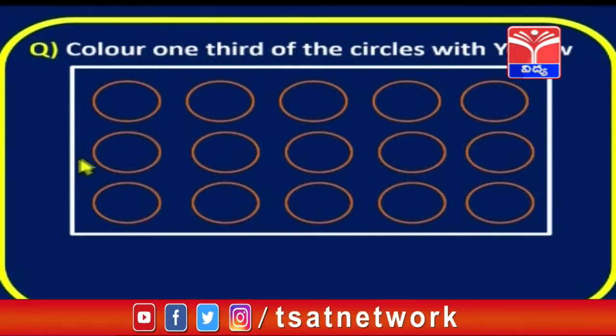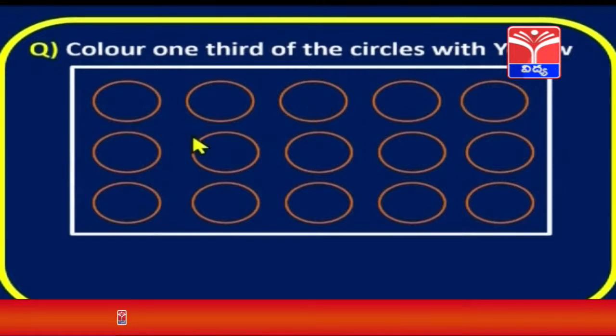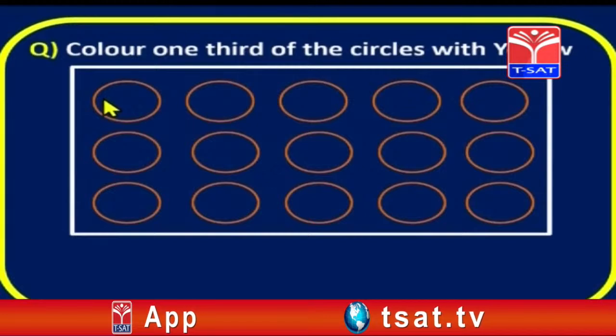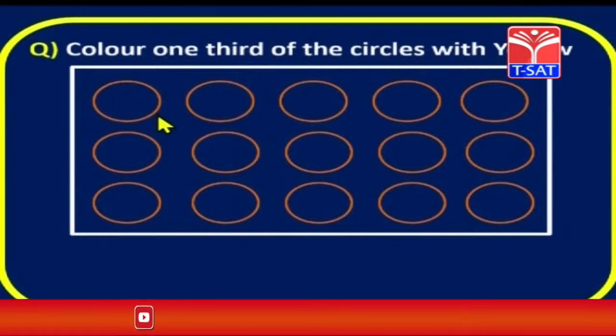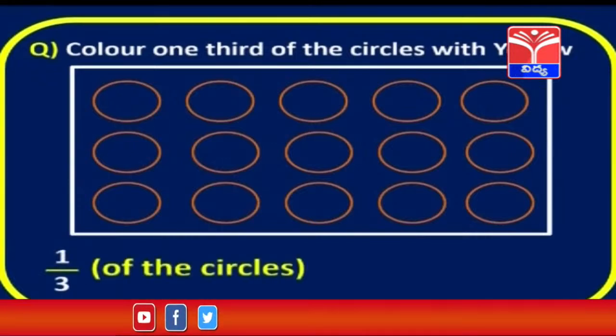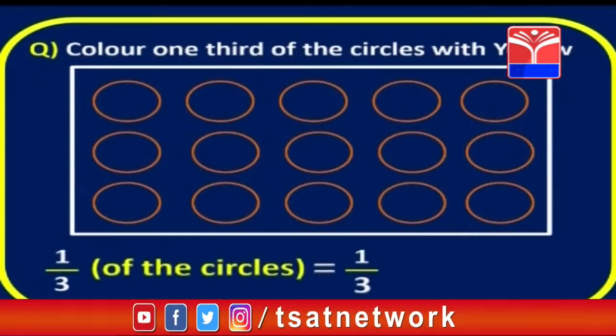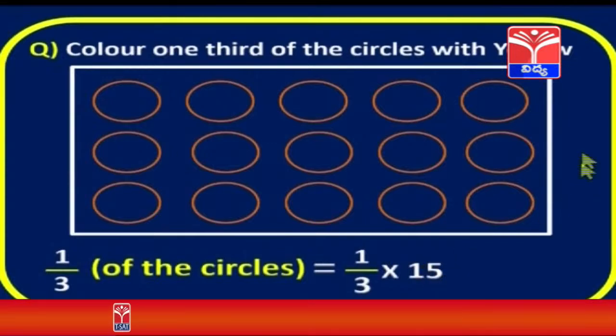There are 3 rows. In each row, we have 5 circles. 1, 2, 3, 4, 5. Either you can take 3 into 5 or you can take 5 into 3. So what is 5 into 3? 15. So 1/3 of the circles is equal to 1 by 3 into 15. Here, why have we taken 15? Because the total number of circles in the box is 15.